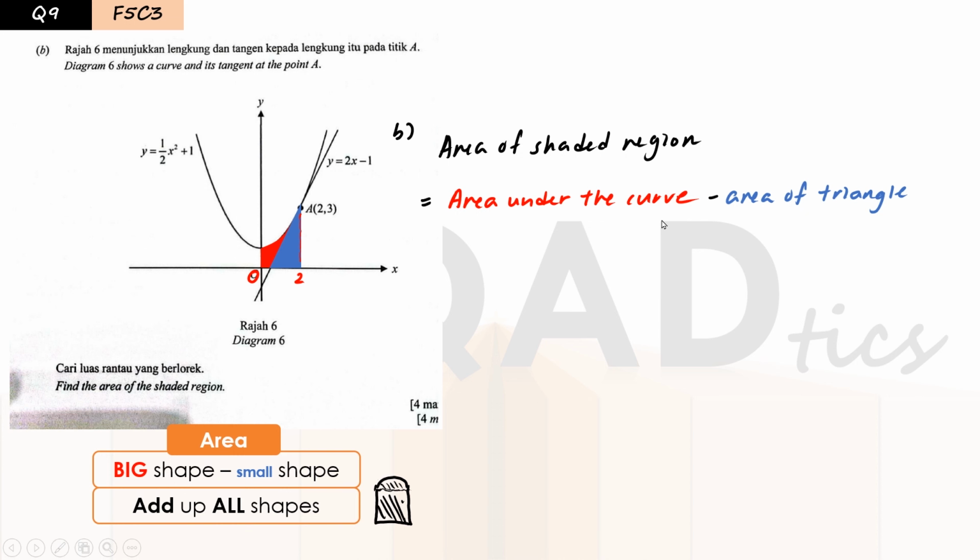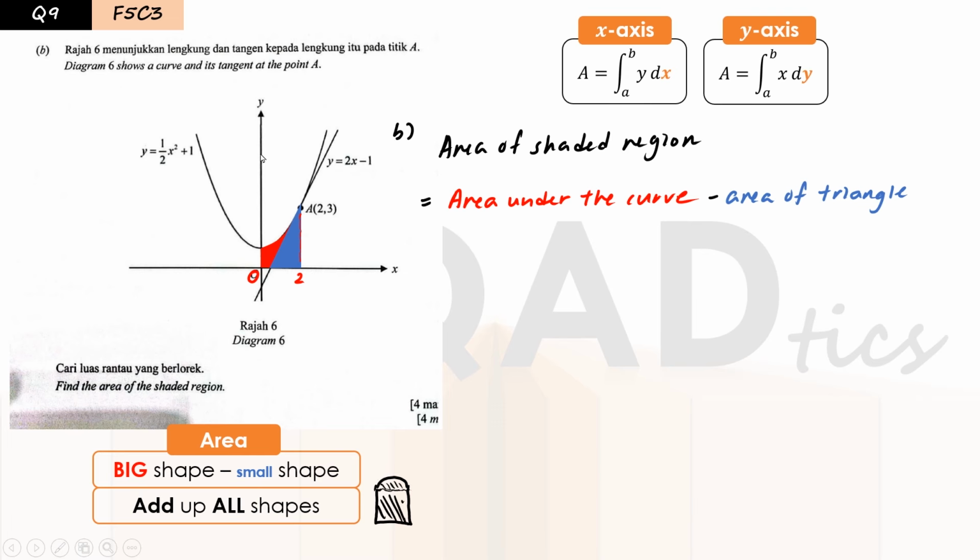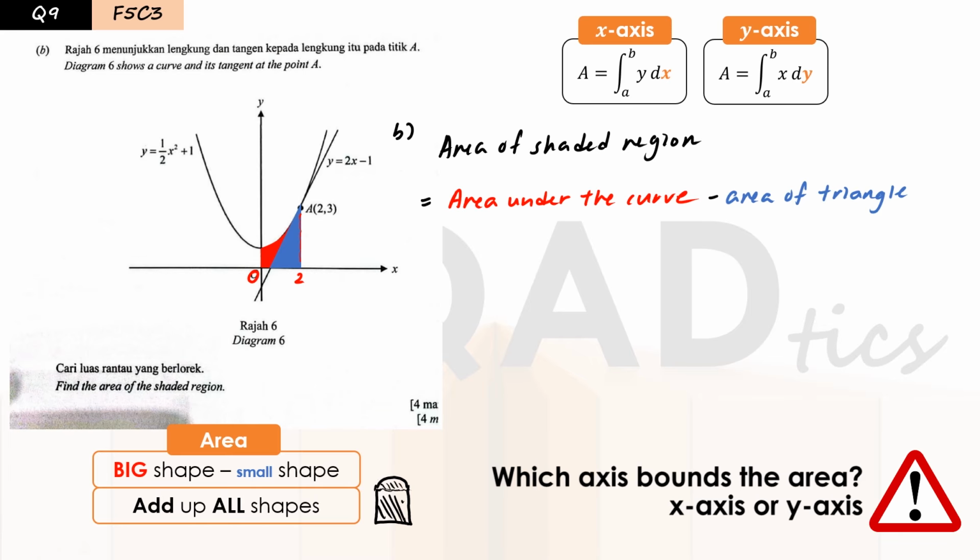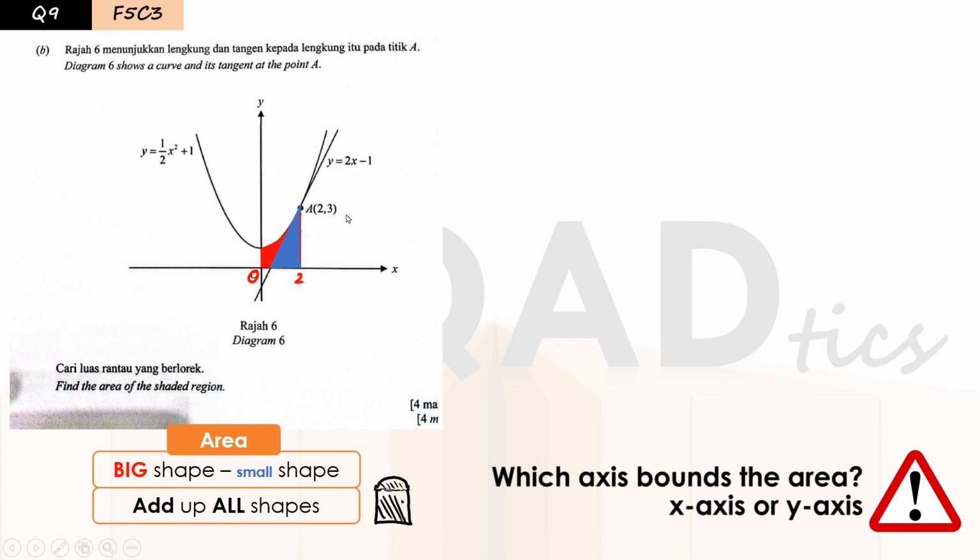So coming back here, let's find out the area under the curve and the area of the triangle. Alright, so to find out the area under the curve using integration, we have two ways. Either we use the x-axis way or the y-axis way. So which axis to choose, we need to see which axis bounds the area under the curve. Right, so let me go back a bit. Right, let us see the area under the curve.